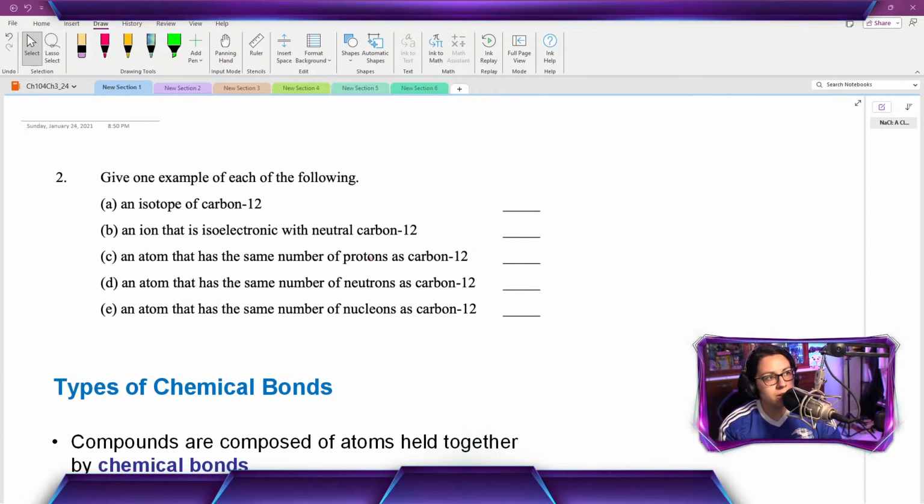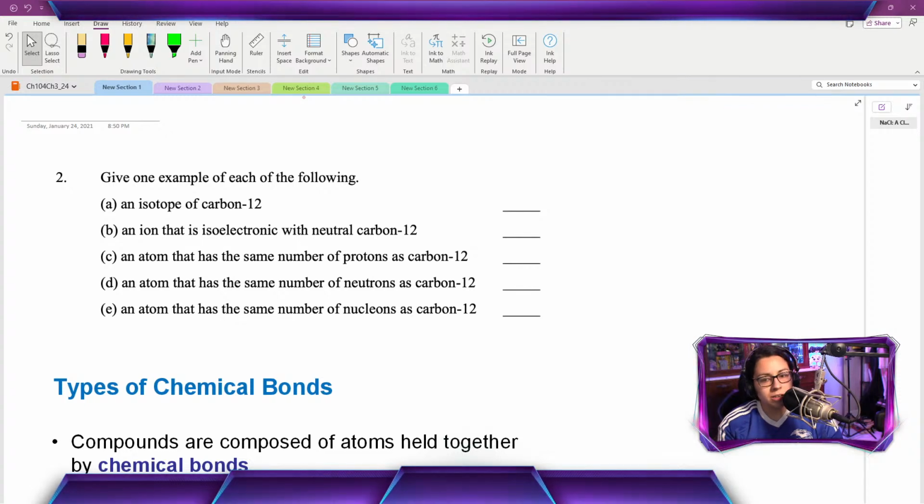I wanted to start off with this question in the homework because it's the one that was either most left blank or had the most questions. So let's go over all of these and talk about possible acceptable answers. It asks, give one example of each of the following. An isotope of carbon 12. What was an isotope? What did that mean?